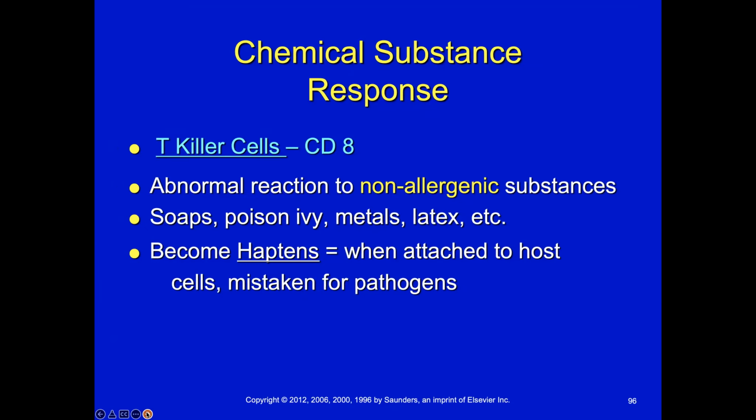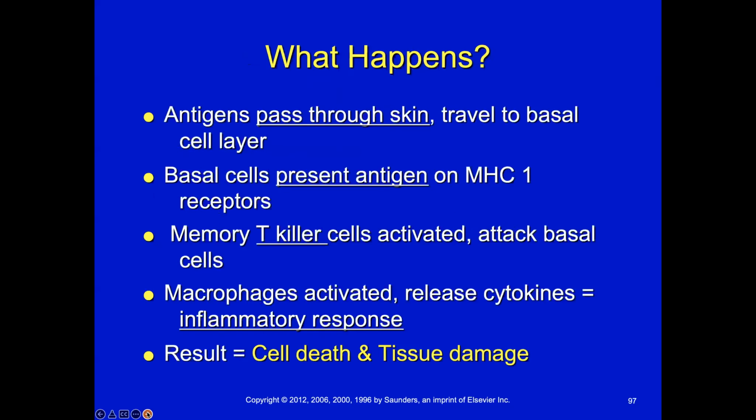And in this situation, these particular antigens are very tiny. So they are absorbed as haptens. They become attached to the host cells, and that combination is mistaken for a pathogen. So what happens? The antigens, those little particles, pass through the skin, and they travel to the basal cell layer. That is the layer between the dermis and the epidermis.